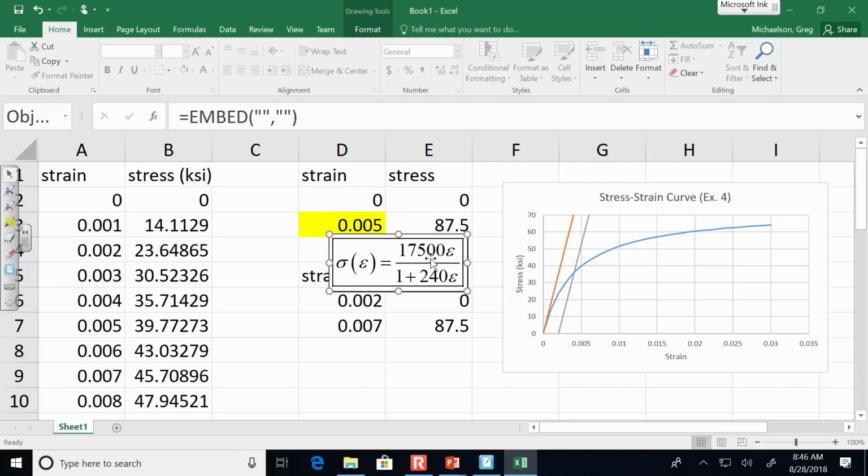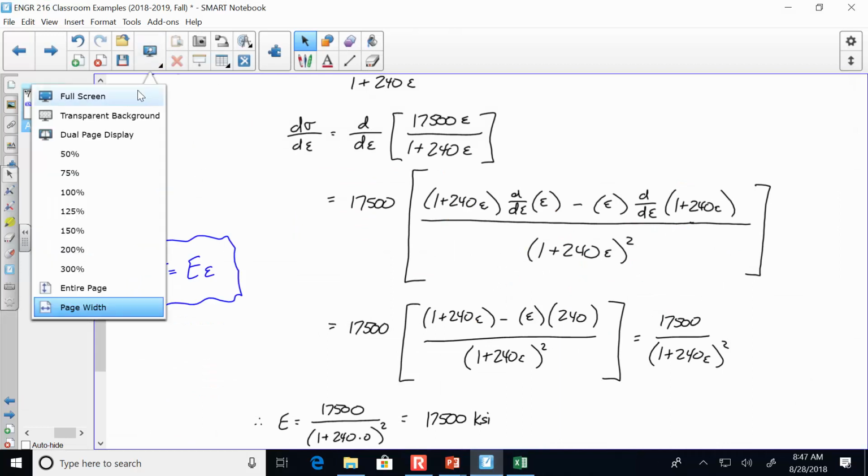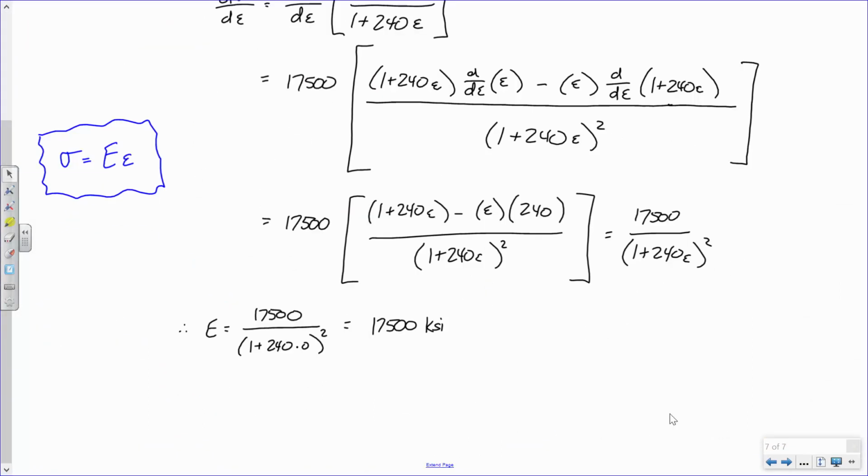Now, what do we know about this line? Do we know the slope of this line? Yeah, it's 17,500, whatever, right? What else do we know about the line? We know that point, don't we? That point is 0.2% on the x-axis, 0 on the y. So here's what I'm going to do. Let me get a new sheet here.